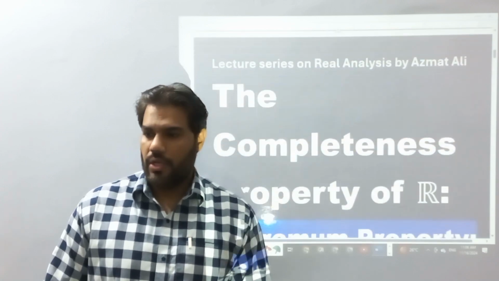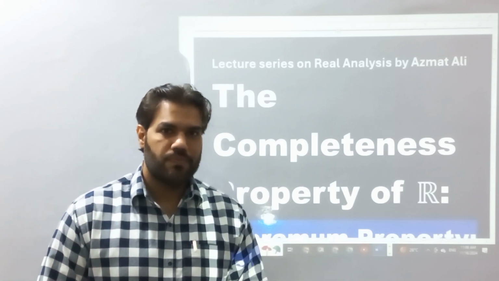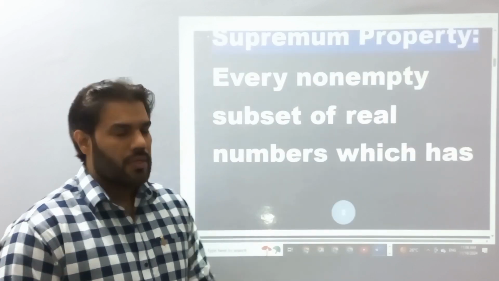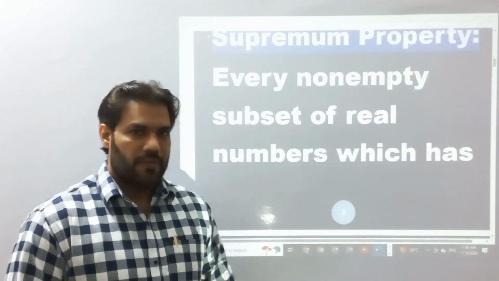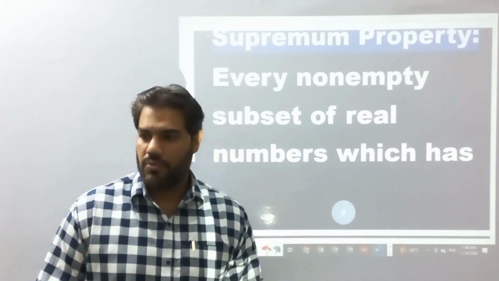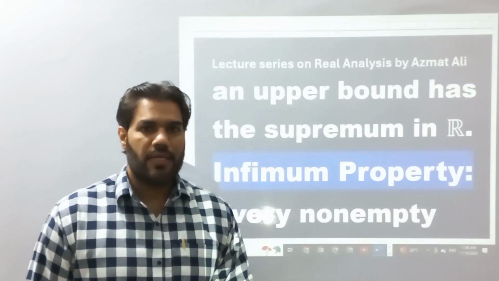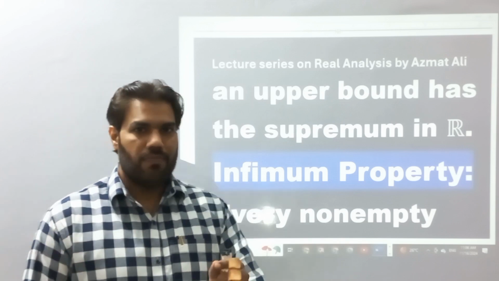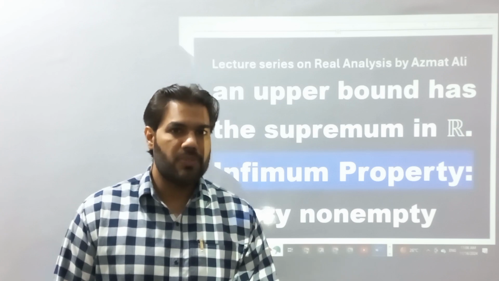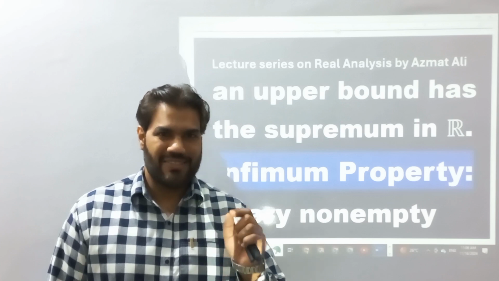So, in the completeness property of R, we will discuss two important properties. First is the supremum property. The supremum property can be stated as: every non-empty subset of real numbers which has an upper bound has the supremum in R. If you have any non-empty subset of R which is bounded above, meaning it has an upper bound, then the supremum property says that it must have a supremum, and that supremum will exist in R.